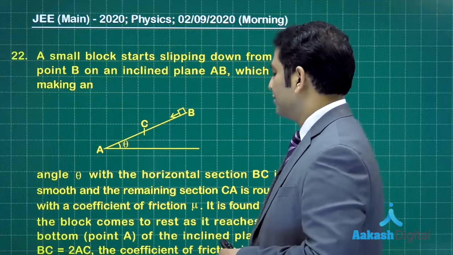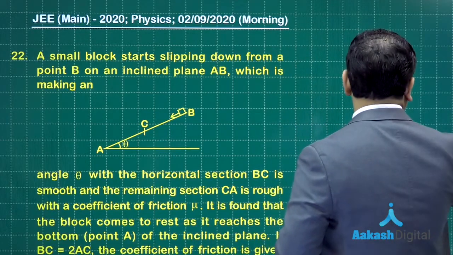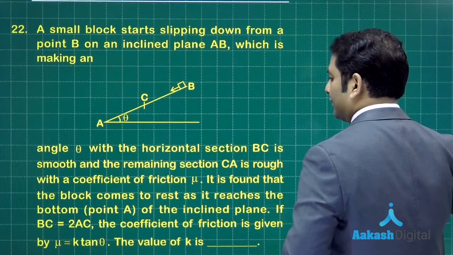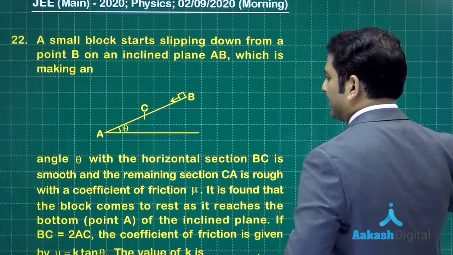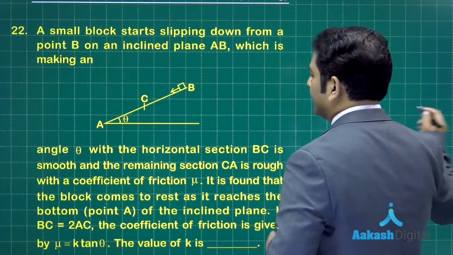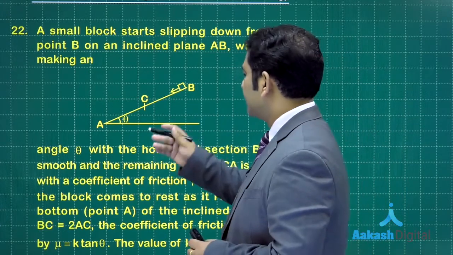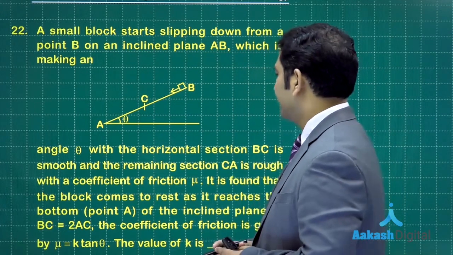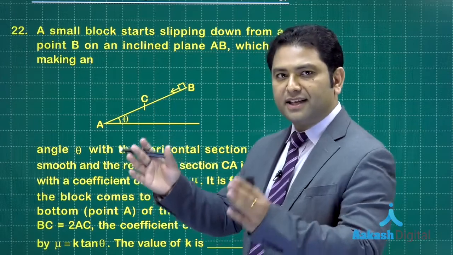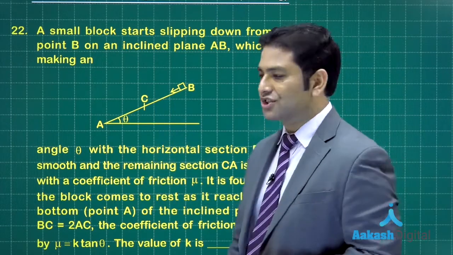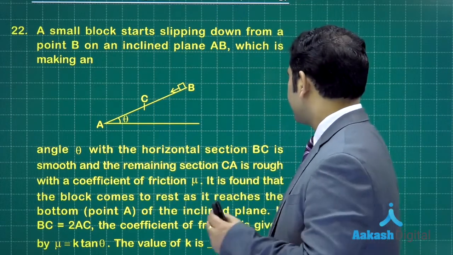Question number 22. It's a nice thing, a little bit of dynamics, a little bit of work, energy, power. It is something like this. It says there is a block which is released from this inclined plane, and this inclined plane is partially smooth and partially rough. So let's try to see.